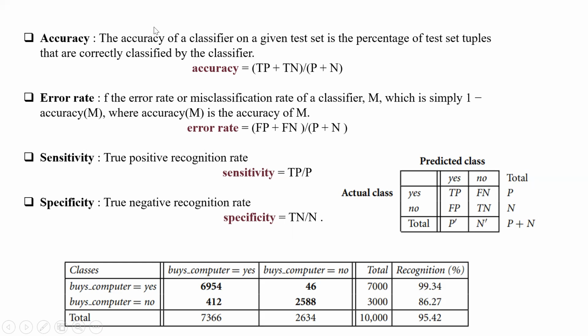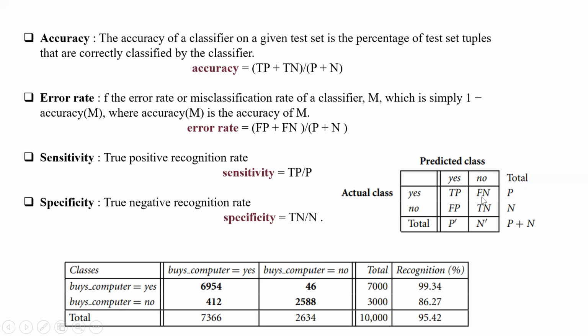First, we will see accuracy. The accuracy of a classifier on a given test set is the percentage of test set tuples that are correctly classified by the classifier. Accuracy means we are seeing TP plus TN. The diagonal has the true, meaning same, conditions. In this diagonal pattern, we are seeing TP and TN.